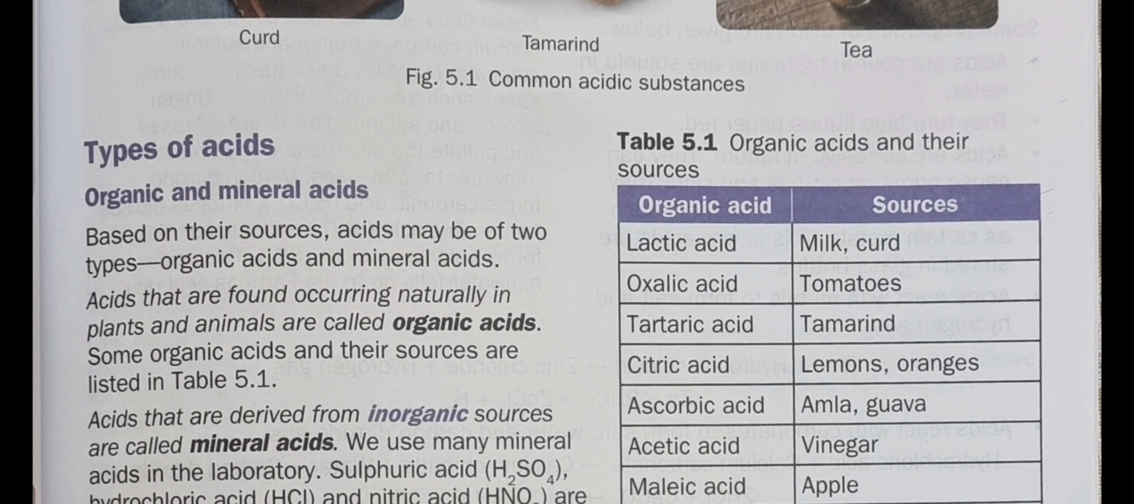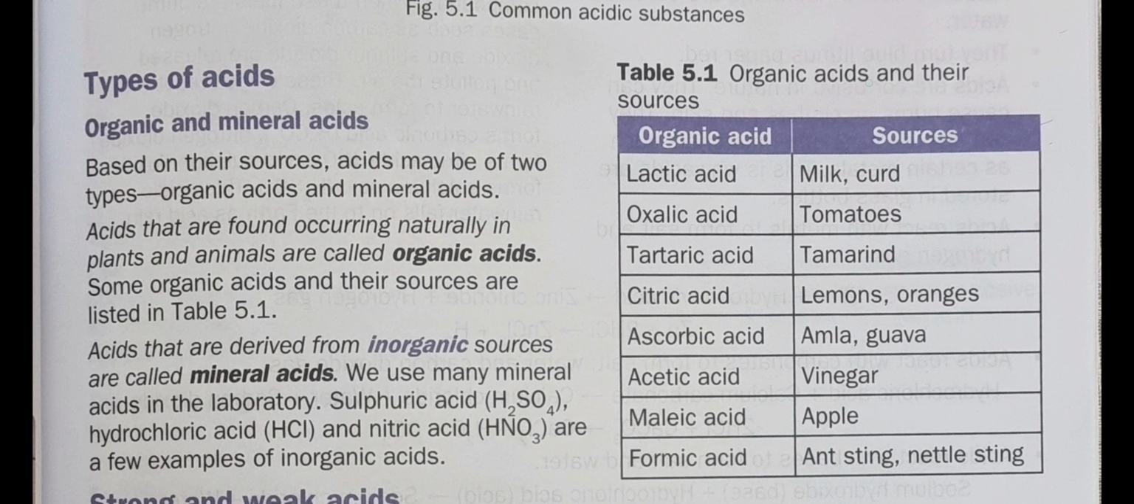Now, types of acids. Organic and mineral acids. There are 2 types of acids, organic acids and mineral acids, based on their sources. Acids that occur naturally in plants and animals are called organic acids. Some organic acids and their sources are listed in Table 5.1.